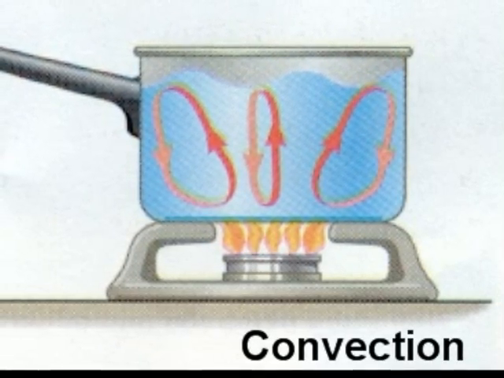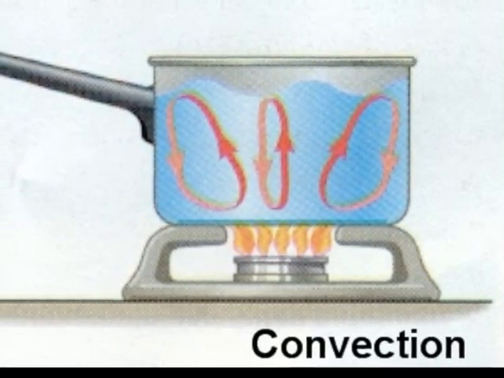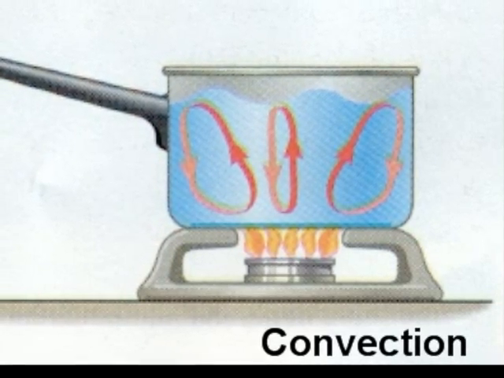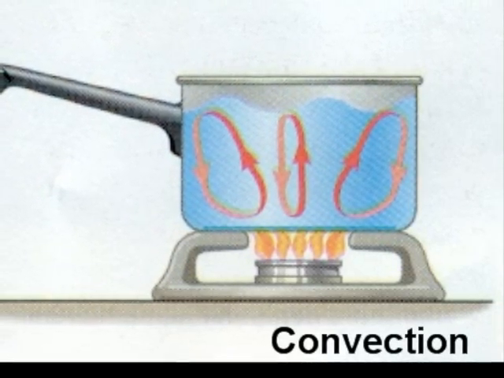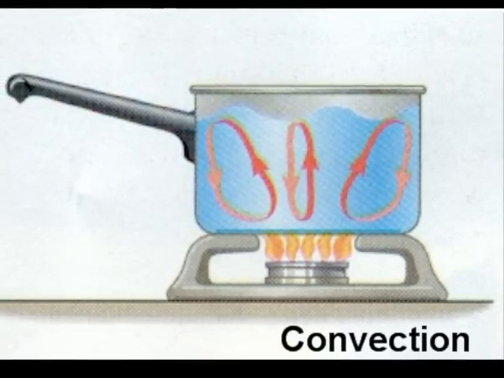When it is on the top, it doesn't get as much heat, so the atoms don't move as much, so they become compact. So they will get denser and more dense objects sink. So this is how the convection current works.